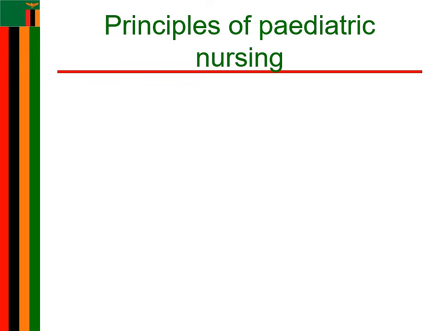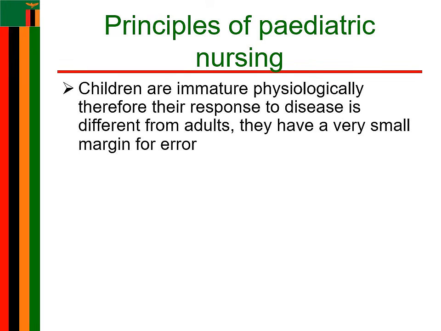Pediatric nursing has some principles. Let's take a look at some of these principles that you can find in pediatric nursing. One of the principles is that children are immature physiologically, therefore their response to disease is different from adults. They have a very small margin for error.